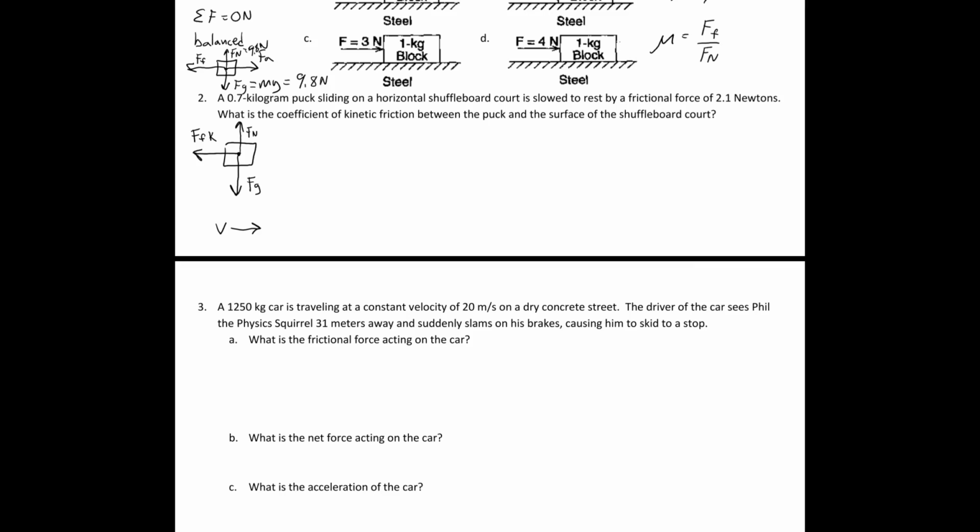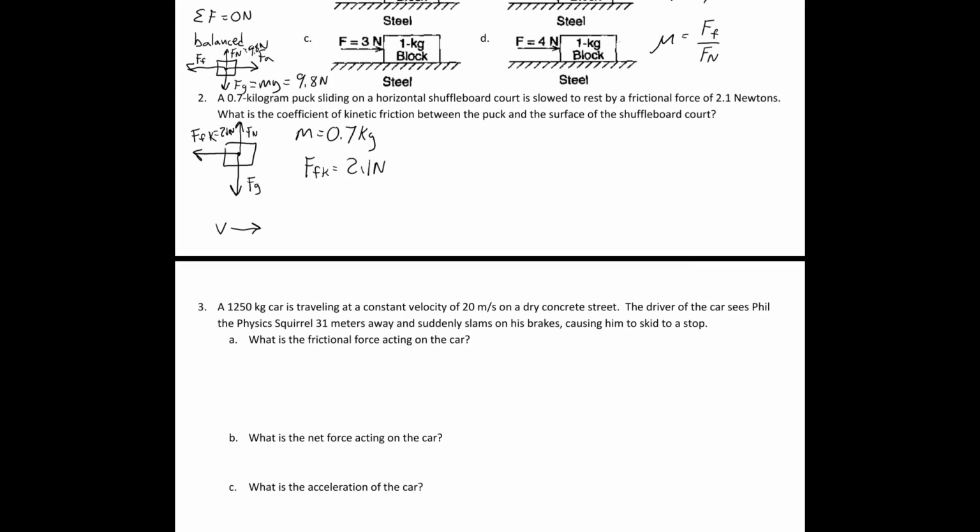So we did a good diagram, but that's only half the battle. Let's write down the other information they tell us. The mass is 0.7 kilograms, and it's being slowed to rest by a frictional force of 2.1 newtons. How nice of them. They're telling us flat out what the frictional force is, 2.1 newtons. I should draw my diagram a little bigger next time. That's fine. It's asking what is the coefficient of kinetic friction.